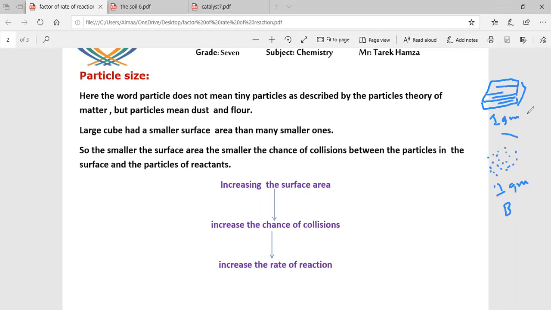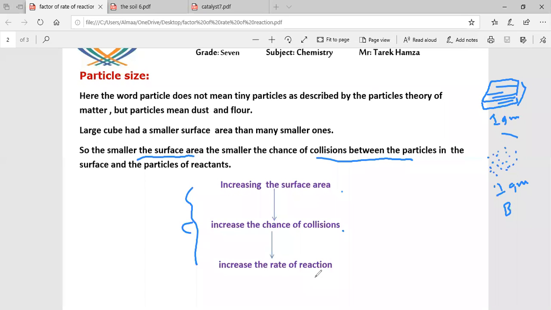So the smaller the surface area, the smaller the chance of collisions between the particles on the surface and the particles of the reactants. This is explained by the following diagram. Increase the surface area, increase the chance of collisions, and so increase the rate of reaction.